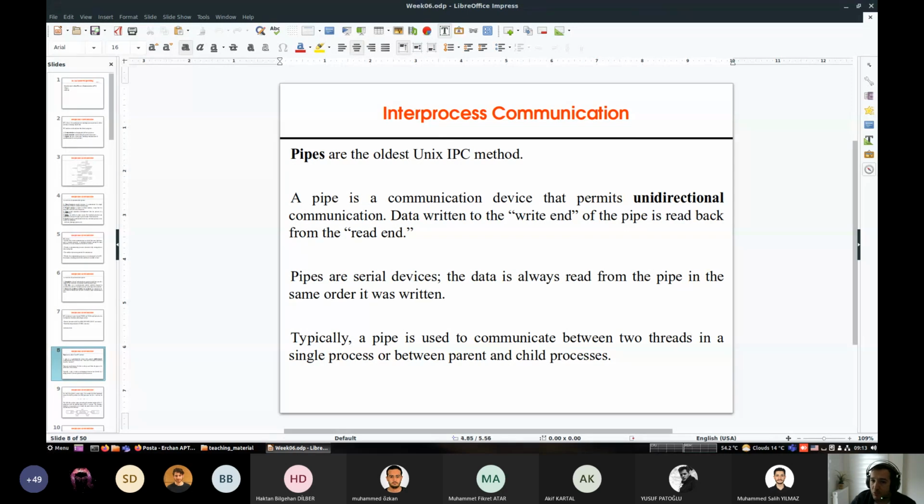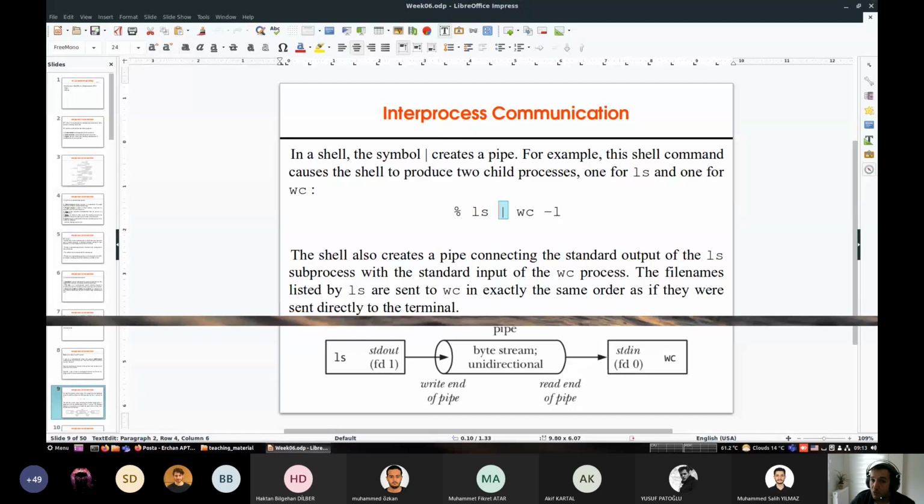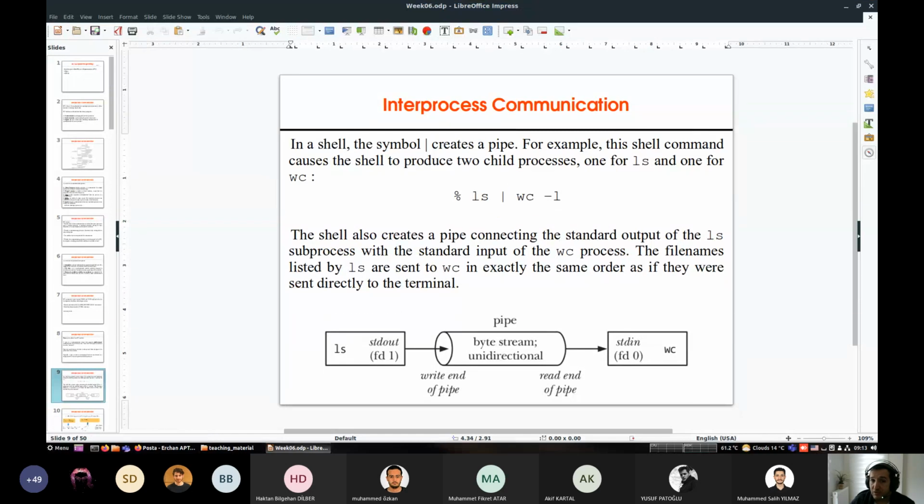Typically, a pipe is used to communicate between two threads in a single process or between a parent and a child process. Now, pipes are used also, of course, in the shell. So whenever you use the pipe symbol, such as in this case, what does this command do?